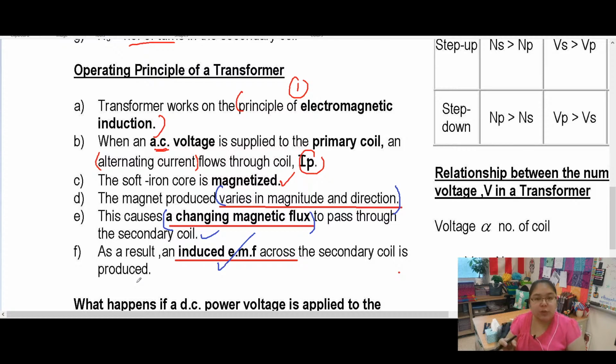First, you mention what principle is used. Number 2, an alternating voltage is supplied to the primary, then the alternating current will flow through. Number 3, the soft iron core will magnetize. Number 4, important: the magnet will produce various magnitude and direction. Then this causes changing magnetic flux through the secondary coil. Finally, the secondary coil will get an induced EMF. So this is how a transformer works.